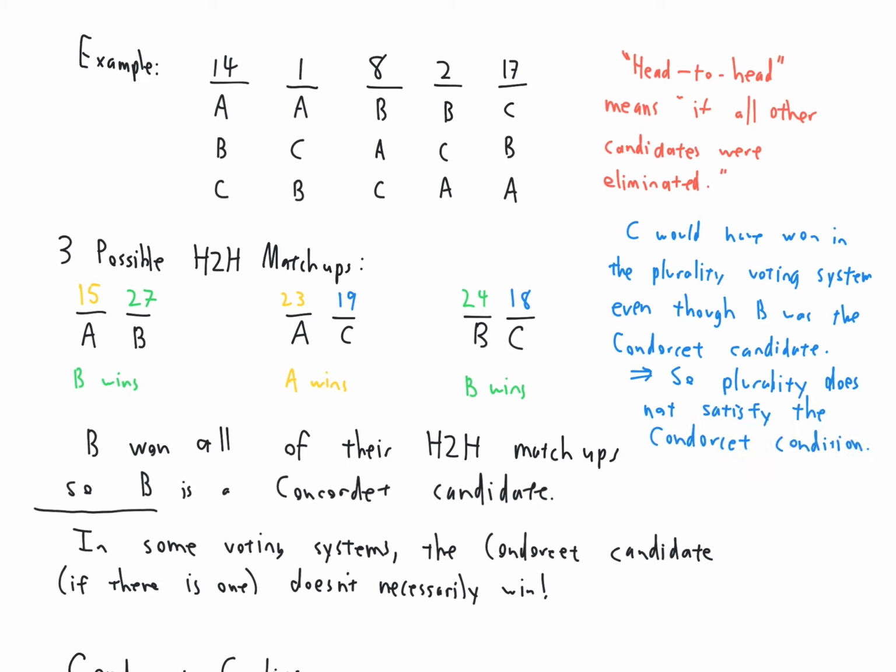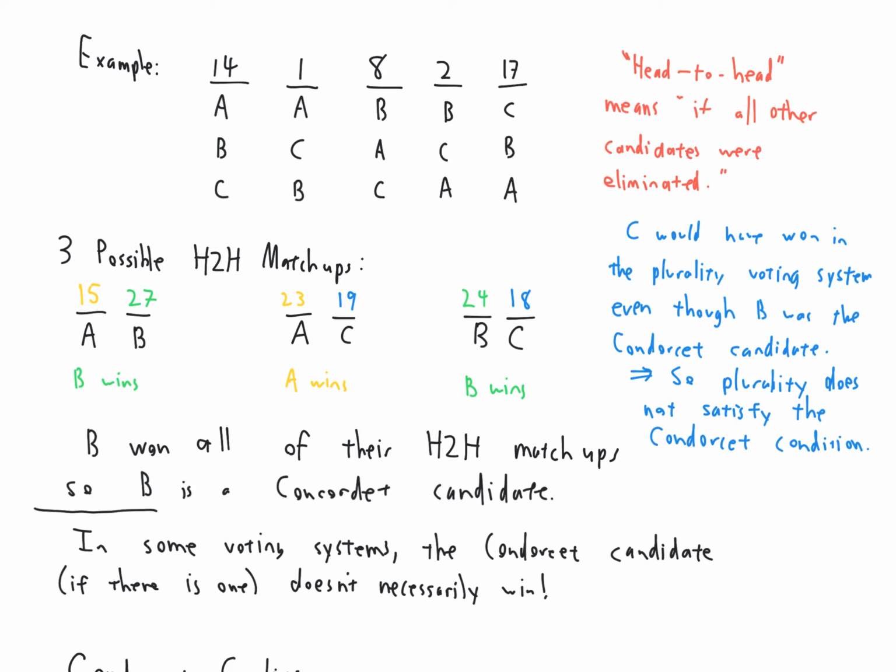By similar logic, since B would not have won under the plurality with elimination voting system, despite being the Condorcet candidate, plurality with elimination as a voting system does not satisfy the Condorcet condition. Another way of saying this is that this preference schedule exhibits an election in which the Condorcet candidate does not win under plurality with elimination. So the condition that the Condorcet candidate always wins, the Condorcet condition, does not hold for plurality with elimination as a voting system.